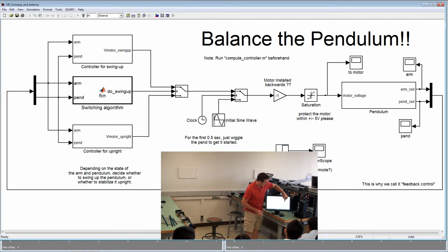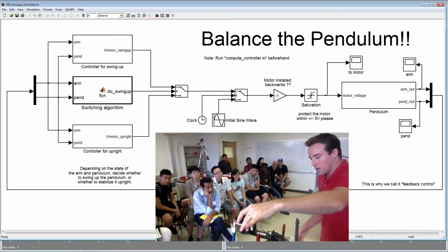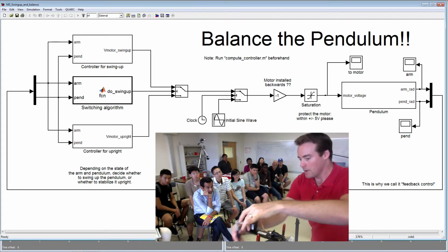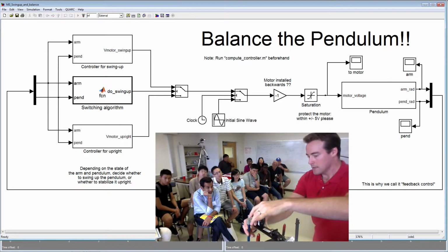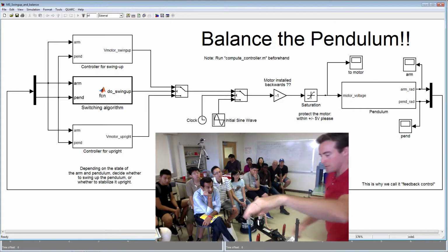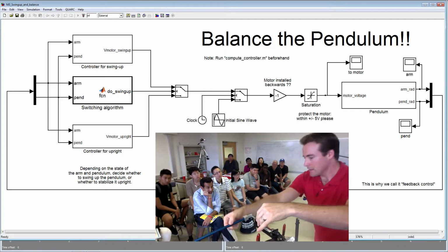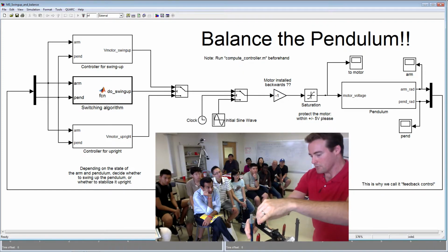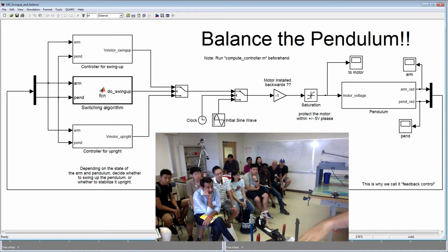And under the hood here, it has one input, which is the motor voltage. Essentially, you're driving this motor that's moving the arm back and forth. There are two outputs. What is the angle of the arm? This arm here, so this is 0, 45, minus 45 degrees. There's also this little encoder here that's the angle of the pendulum, 0, plus 90, minus 90, and so on. So there's two sensors and one actuator, the motor.